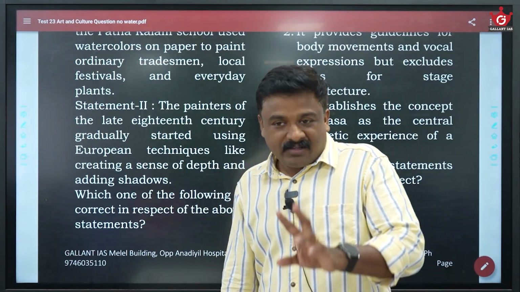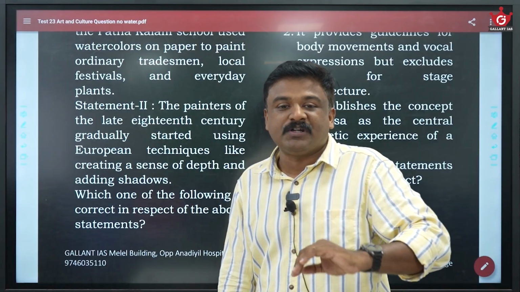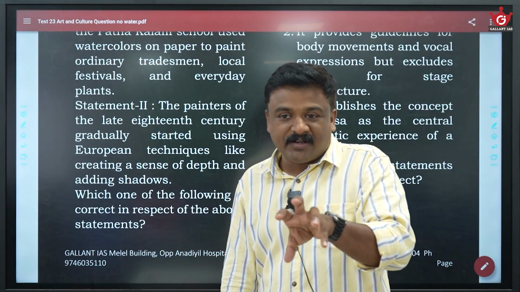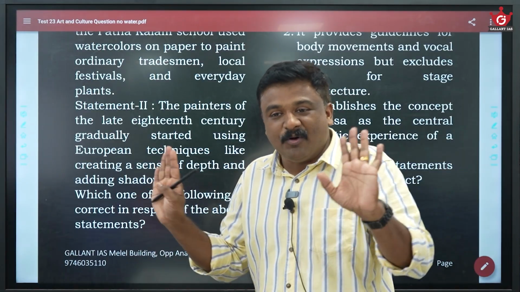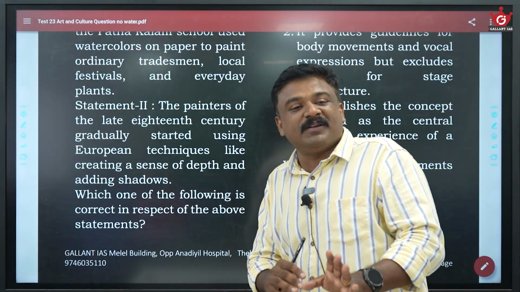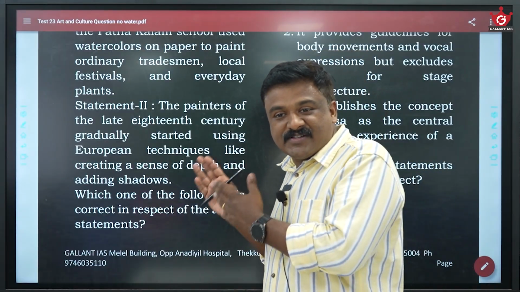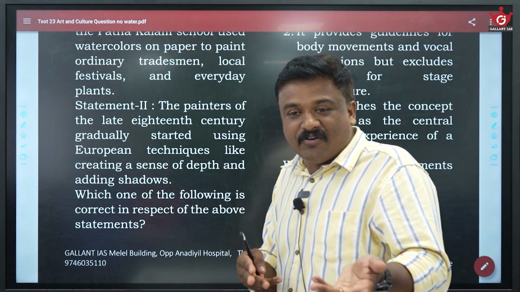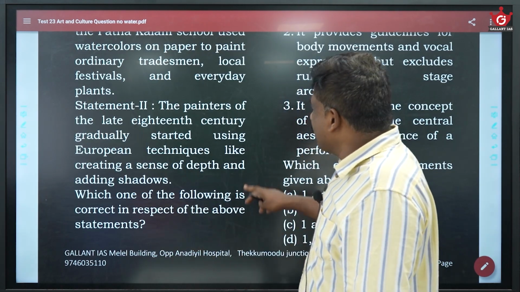Just to see that when it is a statement type question, just see whether the second statement aptly explains the first statement or not. Check that one. Independently, both are correct. The first statement is correct, the second statement is correct, but the second statement is not actually the explanation of the first statement, because the first statement is talking about the subject of painting, the second is talking about the technique of painting. They are independent. Independently, they are correct. Okay.